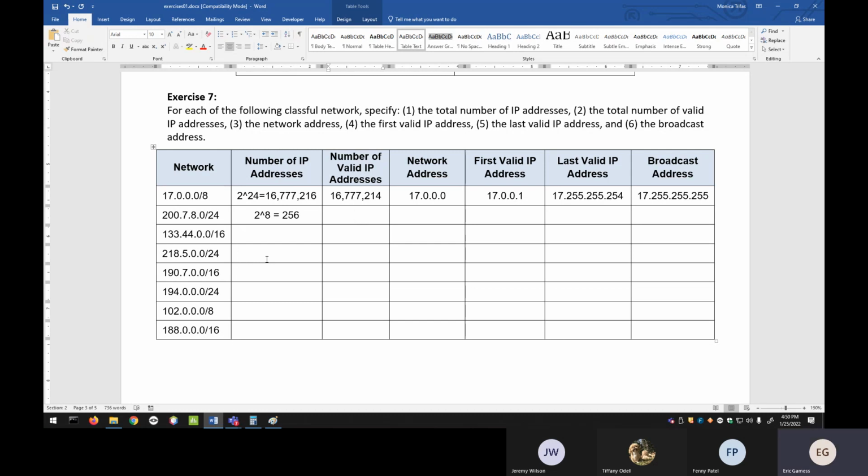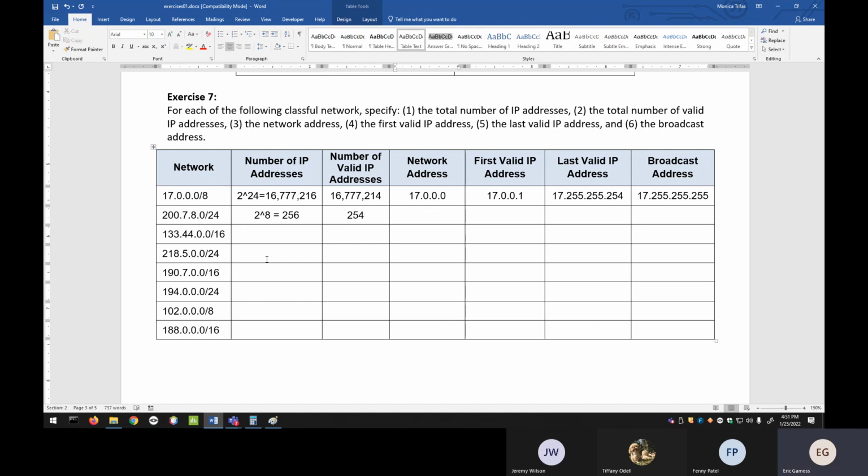So this question is very easy to answer because we already have the total number of IP addresses. So how many of those total IP addresses are valid? 254, because we will lose the first IP address and the last IP address. So 254, 2 to the power of 8 minus 2.